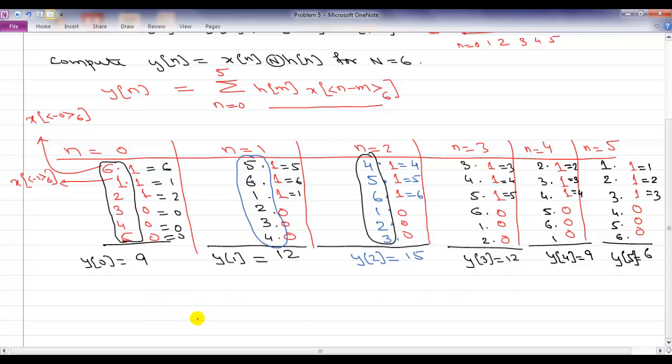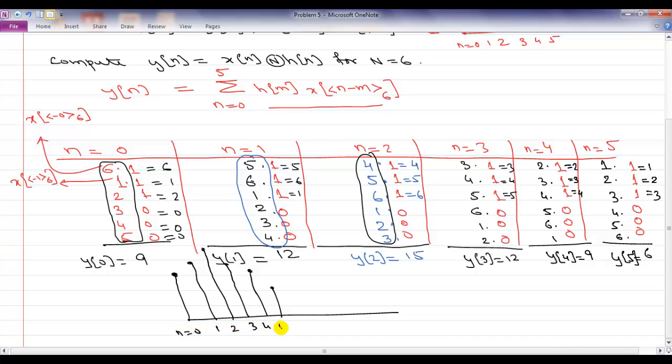Okay. So my output looks like I have first 9, then 12, 15, 12 again, I have 9, and I have 6. So this is my output, n equal to 0, 1, 2, 3, 4, 5. This is my y[n].